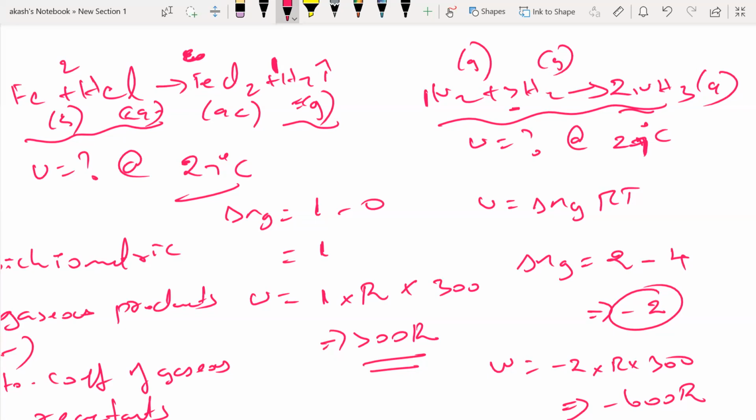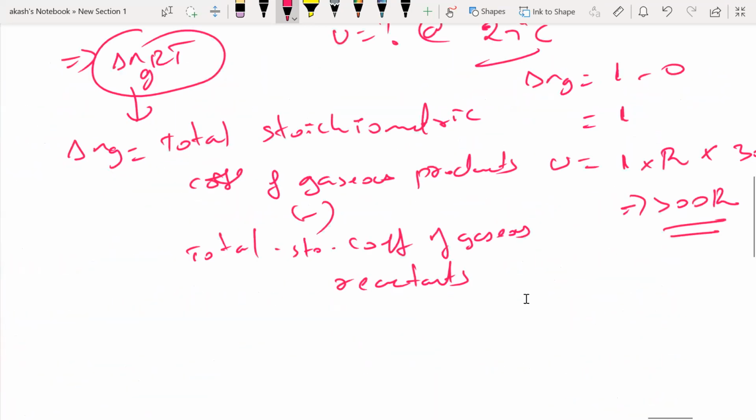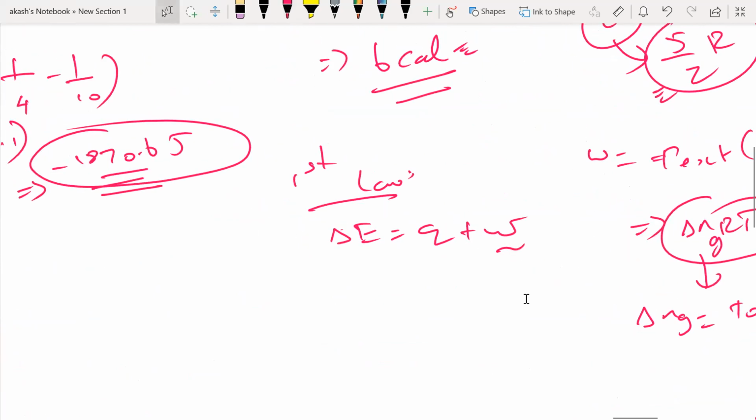Now moving on to the first law, which I was talking about. So this is your first law of thermodynamics, is it not? Depending on the type of process we have, this particular equation can be modified. For example, let us take the thing which we already know.